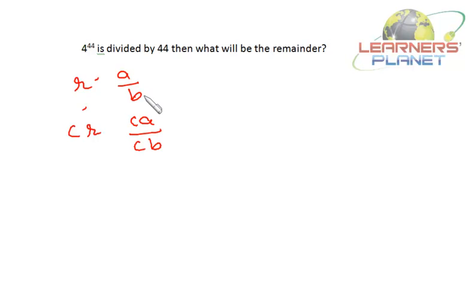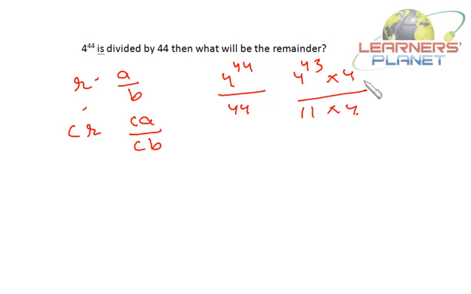If A is divided by B, then R is the remainder. Then if CA is divided by CB, then CR will be the remainder. We'll be using the same funda over here. Now 4 raised to 44 by 44, I can write it as 4 raised to 43 into 4 upon 11 into 4. So this 4 by 4, we take it separately and we'll be solving 4 raised to 43 by 11. That means we are going to find the remainder when 4 raised to 43 is divided by 11.